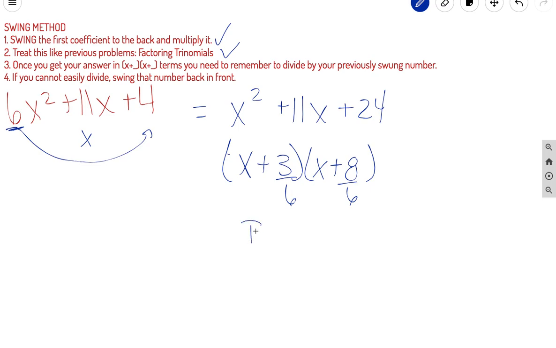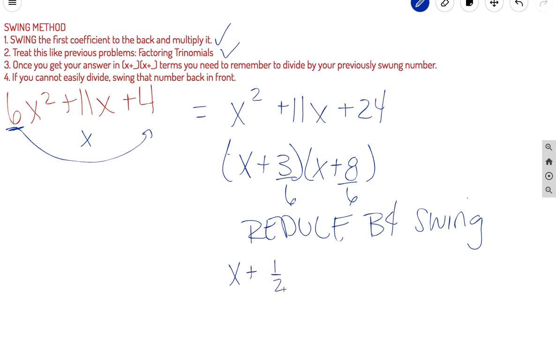So what you're going to do is always try to reduce before you swing. So what we're going to do is reduce first. So instead of x plus 3/6, can't 3/6 reduce to 1/2? And can't x plus 8/6 reduce to x plus 4/3? Reducing fractions, right? We reduce the fractions, and then we still realize that you can't easily get a whole number from this. So it's okay.